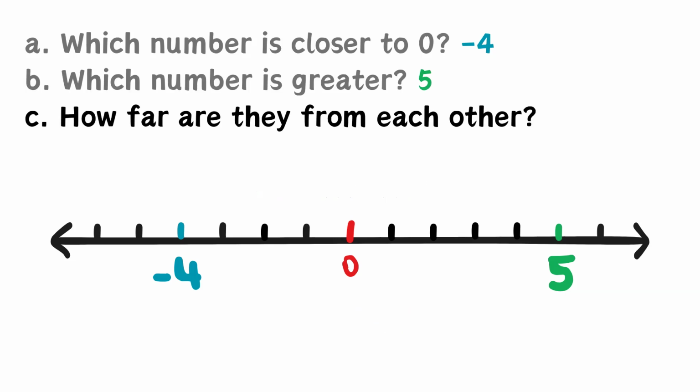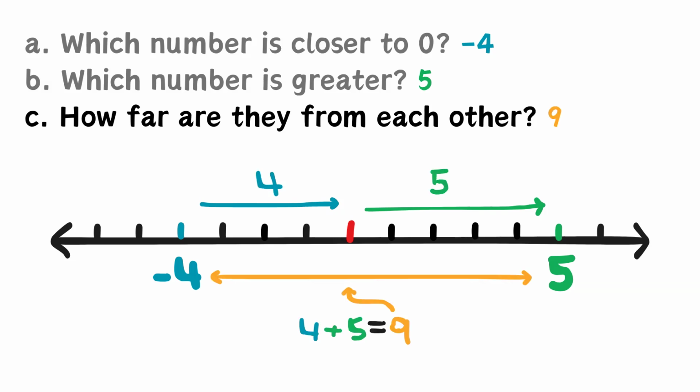The third and last question asked how far they were from each other. To solve this, we can consider that -4 is to the left of 0, but 5 is to the right of 0. That means you need to combine the distance from -4 to 0 and 0 to 5. That means the answer is 9. So -4 and 5 are 9 away from each other.